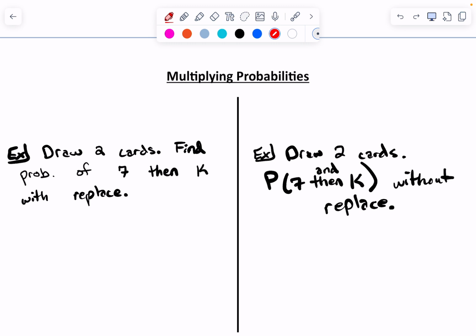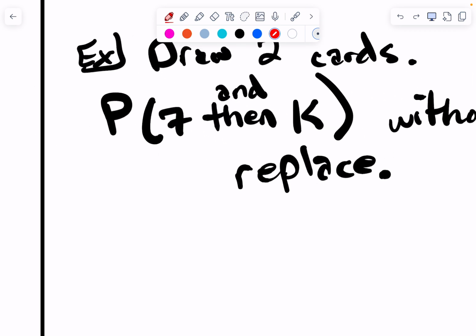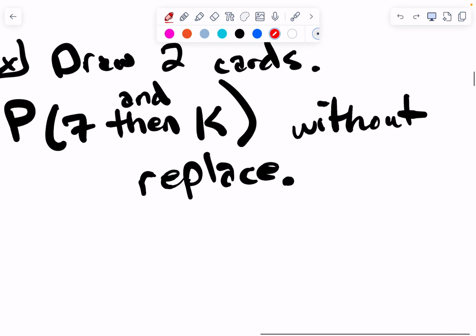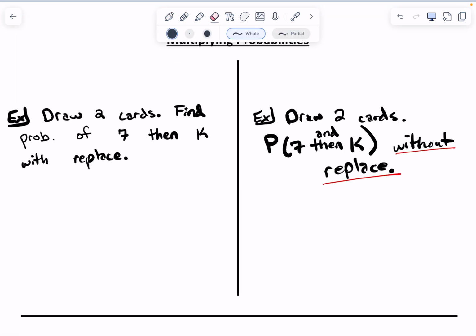The next example is the same thing. You're drawing 2 cards. I want to find the probability of drawing a 7 and then a king, which is exactly what I was doing before. But this time I am not replacing. So after I draw the 7, I keep that card and then I draw a king, right? And there is a little bit of a difference. You have to do 51 cards instead of 52, okay?